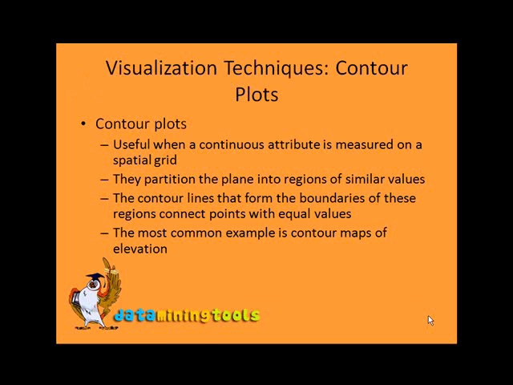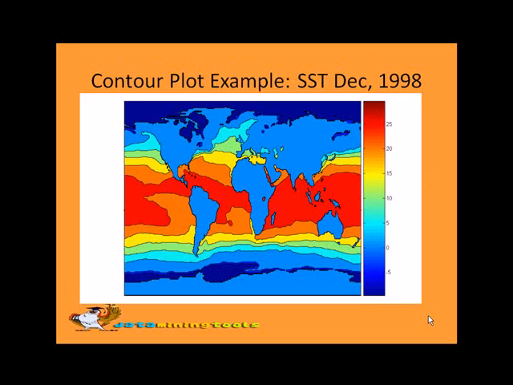Let's understand contour plots visualization technique. Under contour plots, we have the partition of the plane into regions of similar values. These are useful when a continuous attribute is measured on a spatial grid. The contour lines that form the boundaries of these regions connect points with equal values. The most common example is contour maps of elevation. Take a look at a contour plot example.